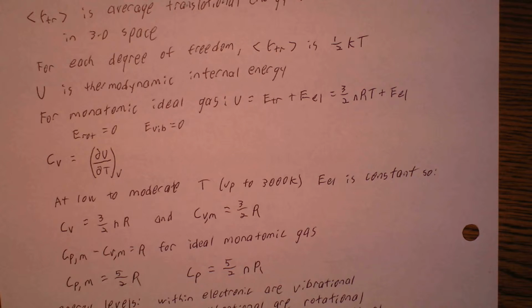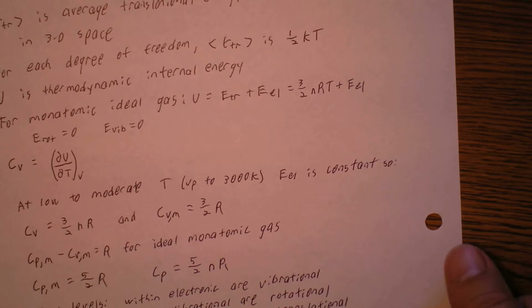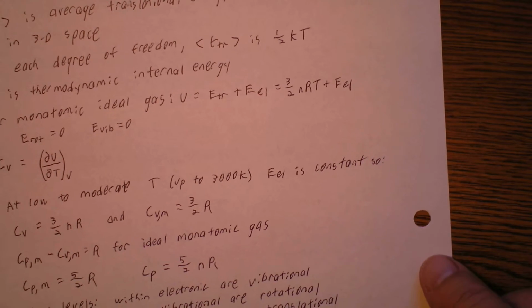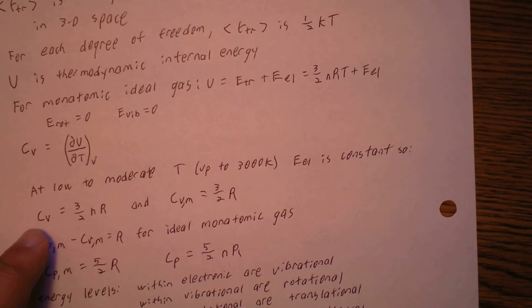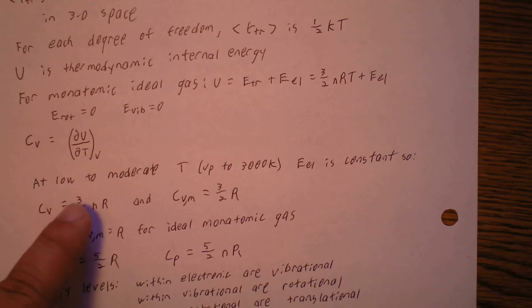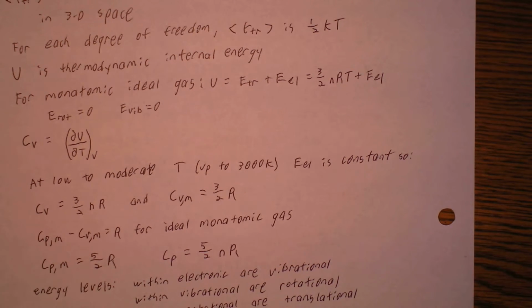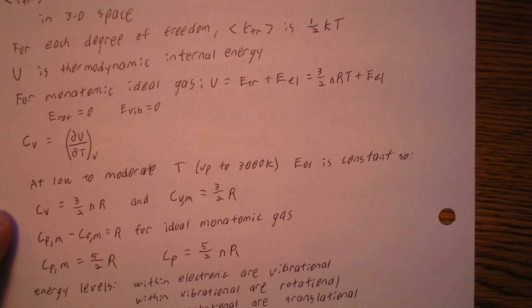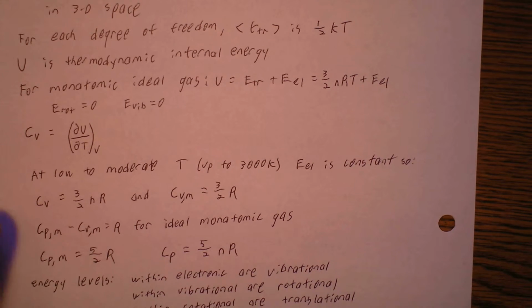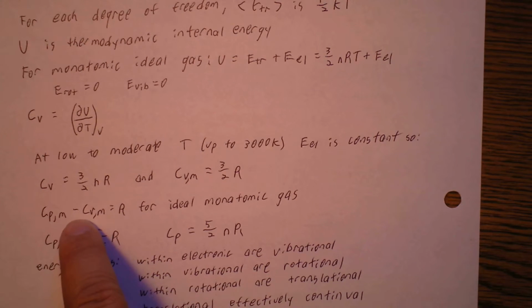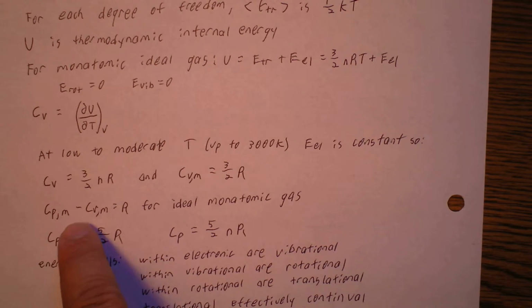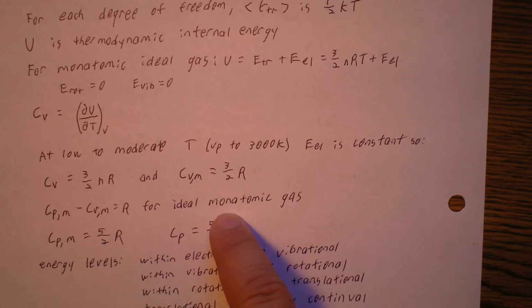So if we have low to moderate temperature, like up to 3000 Kelvin, then the average energy in the electron levels is going to be constant. So we can ignore it and just say the heat capacity at constant volume is going to be 3/2 times the number of moles times the gas constant R. And the molar heat capacity at constant volume is just going to be 3/2 R. So the molar heat capacity at constant pressure minus the molar heat capacity at constant volume is going to be equal to R for a monatomic gas.